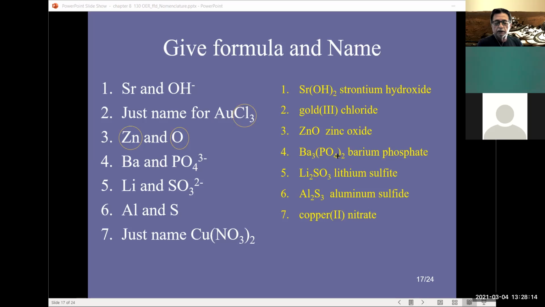Zinc oxide. You find that a lot in, what do you call it? Diaper rash cream. It's a drying agent. Used quite a bit. All right.